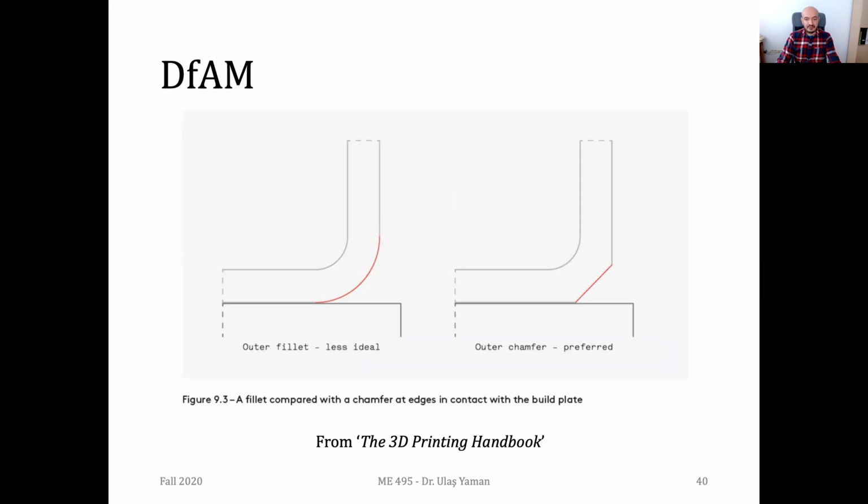Let's have a look at some main rules. For instance, we have two cases. This is our building table. And it says that obviously it's better we have such a chamfer instead of a fillet. So what do you think? The one on the right is better.